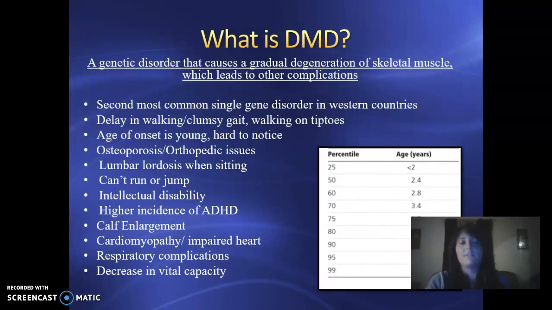Calf enlargement is common. Cardiomyopathy and impaired heart function are very common because the muscle in your heart is not beating as fast as it should, it's not beating right, so that will lead to heart complications. Respiratory complications are also common, along with reduced vital capacity.